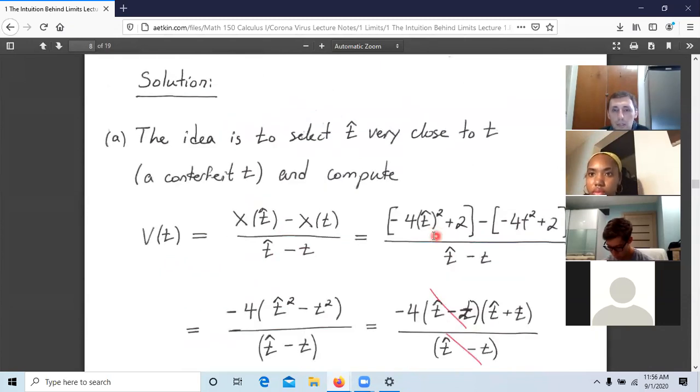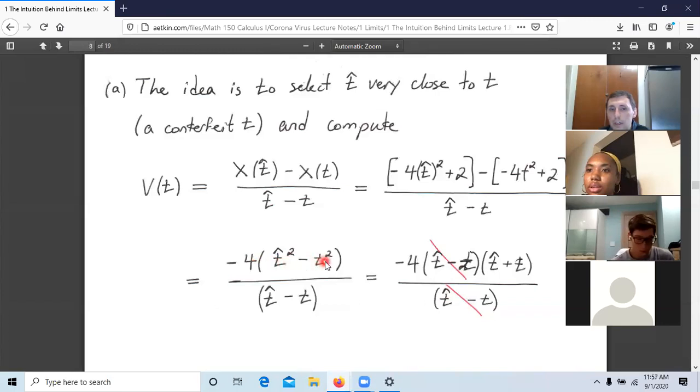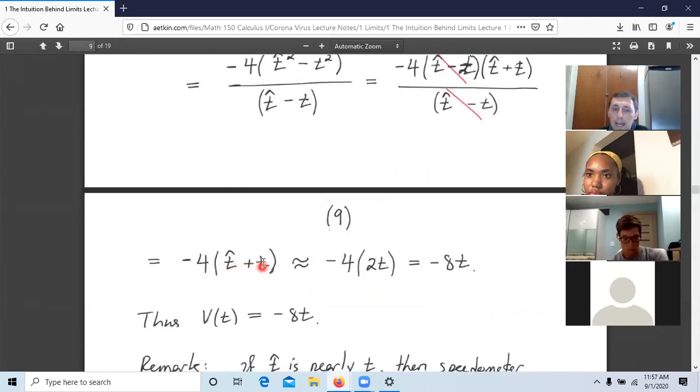So then if I do the calculation, I plug in t hat: minus 4 t hat squared plus 2, minus minus 4 t squared plus 2, and I can cancel all the 2's. I group things together, factor out the minus 4, and I get minus 4 times t hat squared minus t squared, divided by t hat minus t. Then I factor the difference of squares: t hat squared minus t squared is t hat minus t times t hat plus t, because a squared minus b squared is a minus b times a plus b. Then I can cross out with the denominator, and I have minus 4 times t hat plus t. Does that make sense?